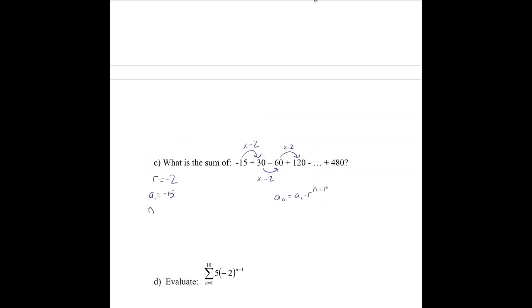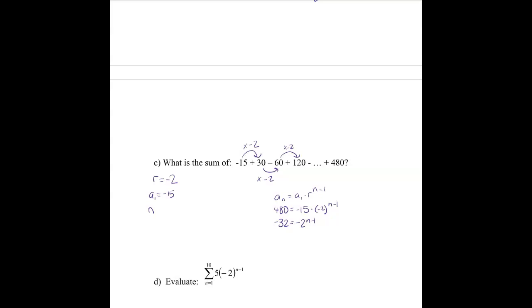Alright, so a sub n is just going to be my last term, which in this particular case is going to be 480, is equal to a sub 1, which we said was negative 15, times r, which we said was negative 2, to the n minus 1. Alright, we'll use the calculator for a little bit. So divide both sides by negative 15. You should get negative 32 is equal to negative 2 to the n minus 1.